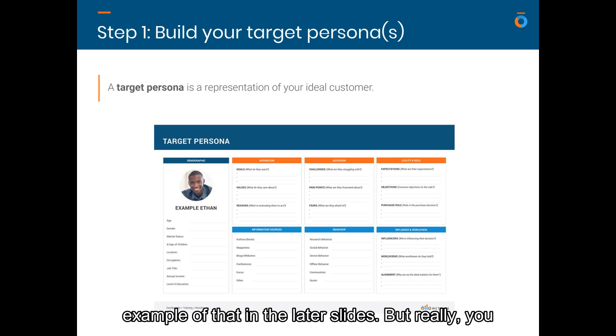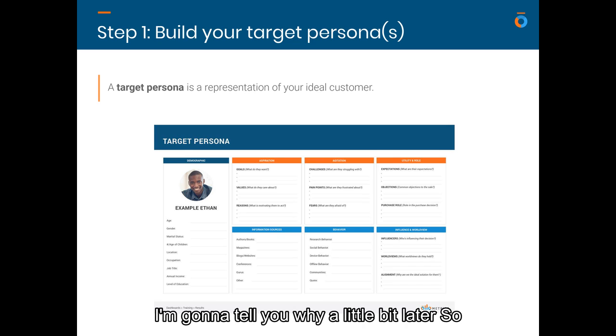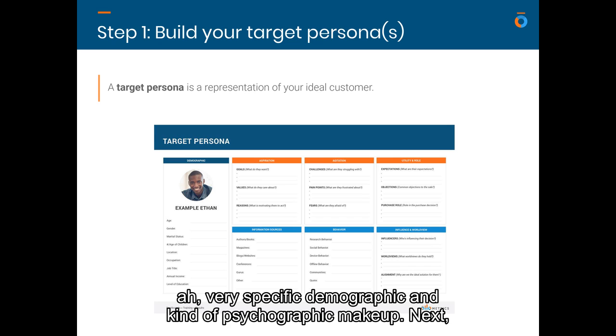But really, you want to get very, very specific. And I'm going to tell you why a little bit later. So you don't want to just pull a name out of a hat and put an age range with a 20-year gap. This is an exact person with an exact age, and they have a very specific demographic and psychographic makeup.